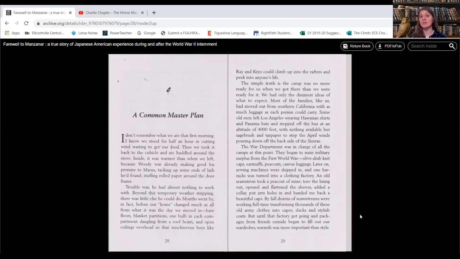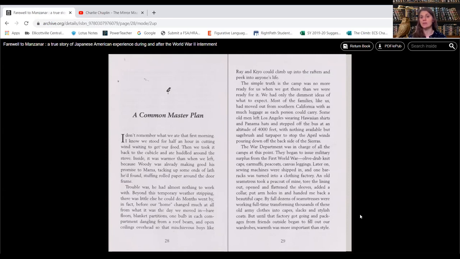Most of the families like us had moved out from Southern California with as much luggage as each person could carry. Some old men left Los Angeles wearing Hawaiian shirts and Panama hats, and stepped off the bus at an altitude of 4,000 feet with nothing available but sagebrush and tar paper to stop the April winds pouring down off the backside of the Sierras. The War Department was in charge of all the camps at this point.